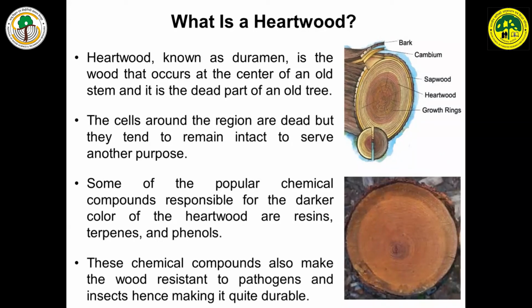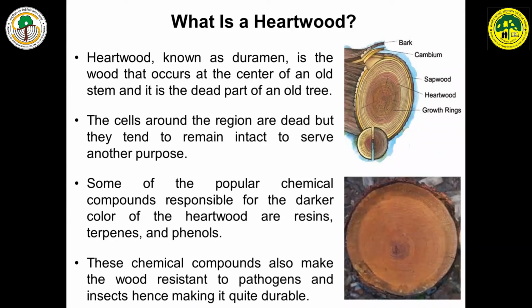Some of the popular chemical compounds responsible for the darker color of the heartwood are resins, terpenes, and phenols. These are collectively called the extractives. So heartwood contains a lot of extractives, and that gives it a darker color and also provides durability against the pathogens. So these chemical compounds make the heartwood much more durable compared to sapwood. So this is a basic difference.